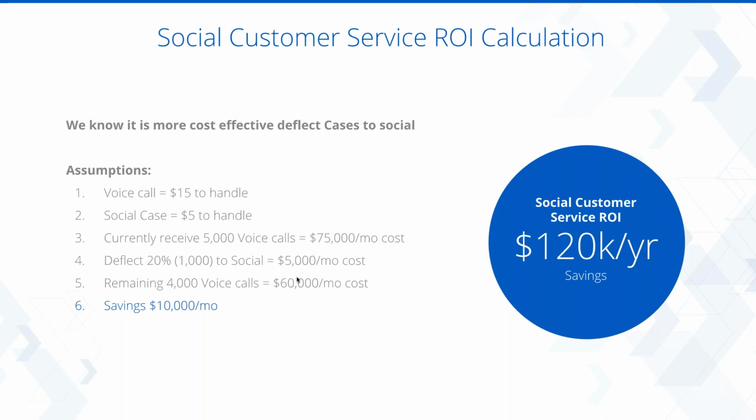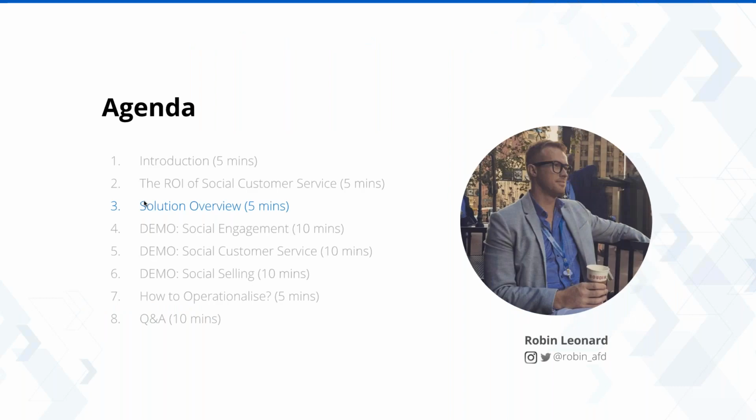So it was $75,000, now it's $65,000. They've got a savings of $10,000 per month, and mapped out over the year, that's $120,000. It's a very simple example. Obviously, you'd have your own numbers for your internal costs to operate.